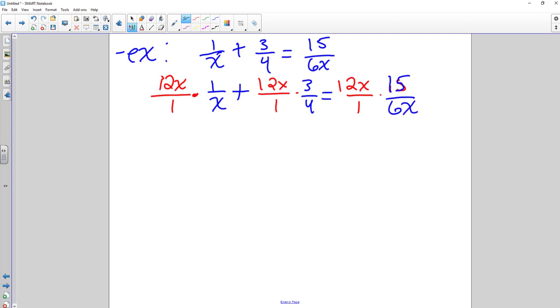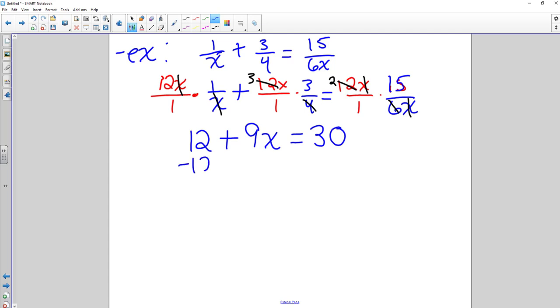So just like the last one, let's do some reducing. In the first set, x is going to cancel, and I'll be left with just 12 times 1, so I'm going to bring down 12. Next one, 4 and 12 reduce, and I'm left with 3. So 3x times 3 is 9x equals, my next one, the 12 and the 6 reduce, I'm left with 2 on top. x and x cancel out as well. So I'm left with 2 times 15, 30.